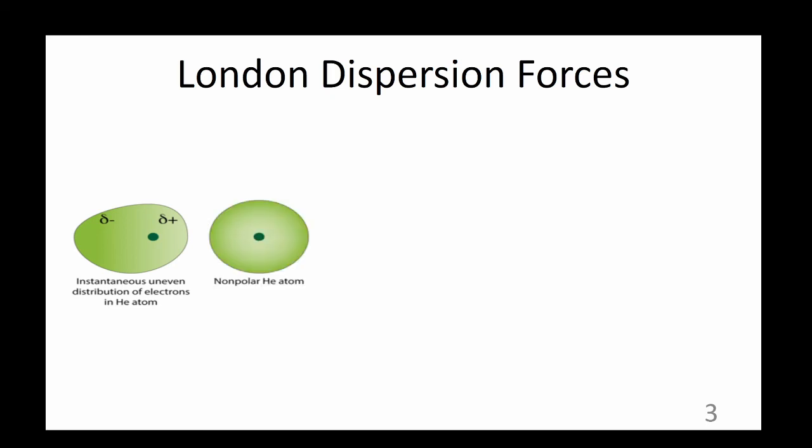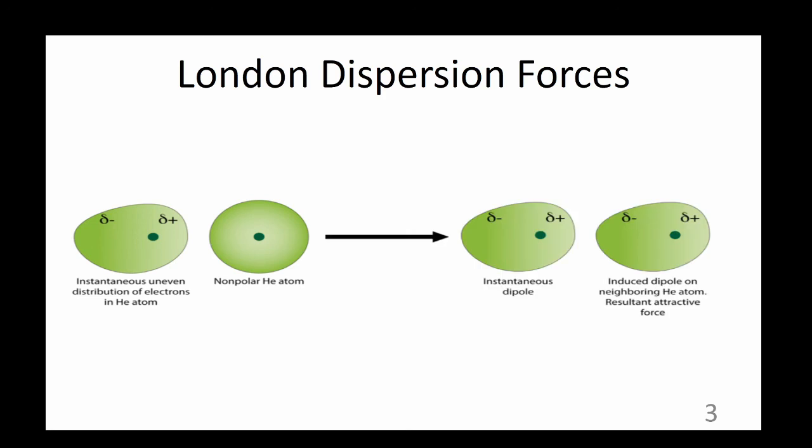If there are two or more atoms or molecules present, then the instantaneous dipole of one atom or molecule can interact with the other atom or molecule so that both have an instantaneous or induced dipole within them. Between these two atoms or molecules, each with a dipole, a London dispersion force can form.